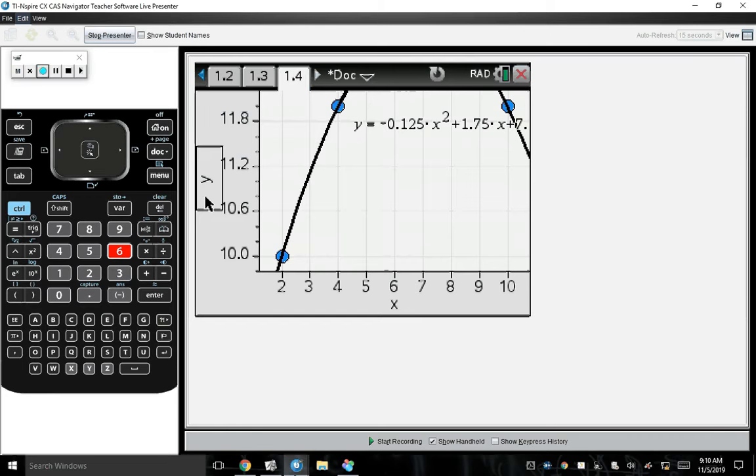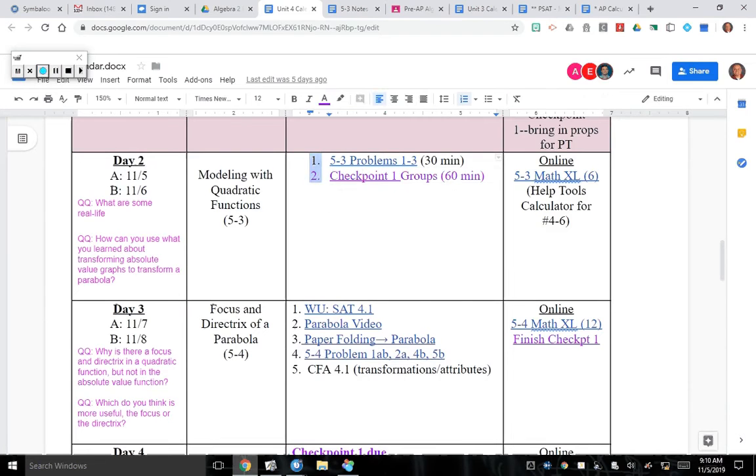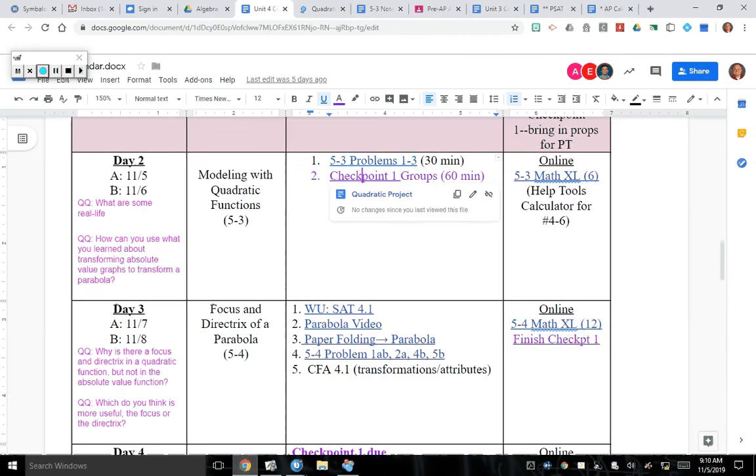Alright, so to finish up this video, we're going to go to this checkpoint 1, and I'm going to quickly review a couple things with you. FYI, this 5.3 Max XL, the homework, I will assign tonight, and that one will be due on Wednesday. It's always by midnight the next class.